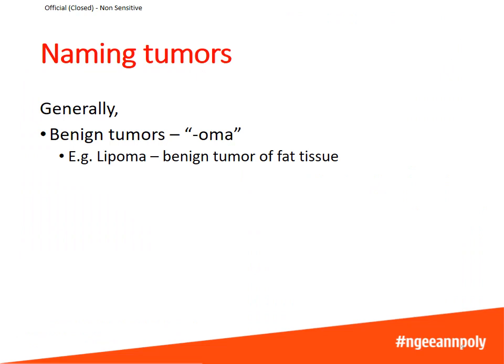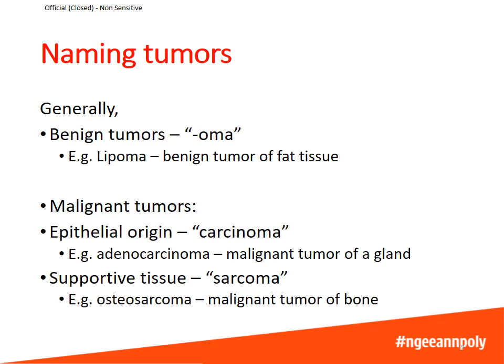Now let's look at how tumors are named. Generally, benign tumors will be named ending with the suffix -oma. For example, lipoma, that's the benign tumor of fat tissue. For malignant tumors, if the tumor is of an epithelial origin, then it will be named ending with carcinoma. For example, adenocarcinoma is a malignant tumor of a glandular tissue. If the tumor comes from supportive tissue, then it will be named ending with sarcoma. For example, osteosarcoma is the malignant tumor of the bone tissue.